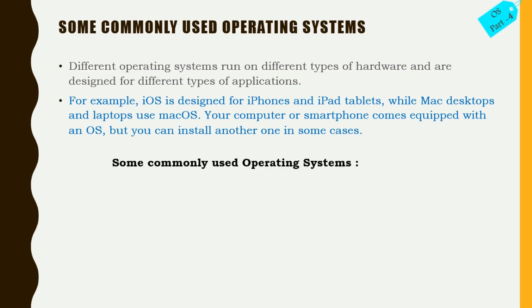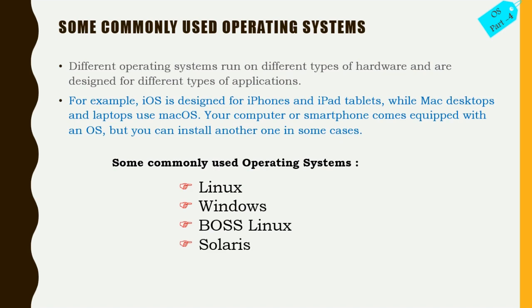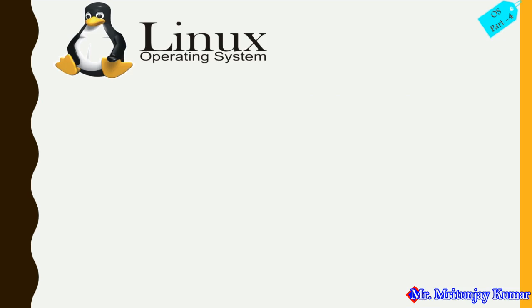Some commonly used operating systems are Linux, Windows, BOSS Linux, Solaris. Then we'll see the mobile operating systems. Let's start with the first one, that is Linux operating system.